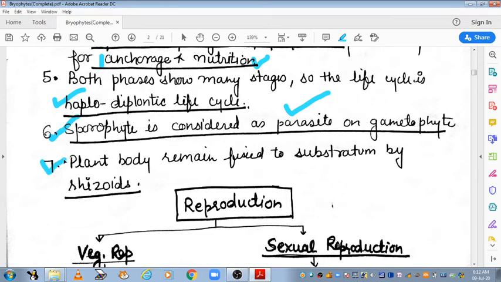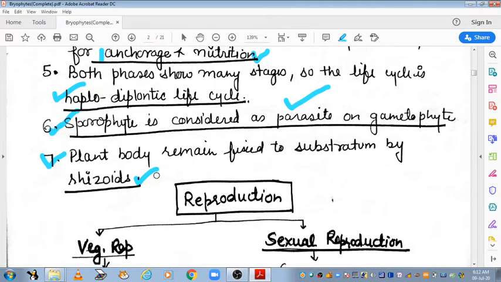Now the plant body of bryophyte remains fixed to the substratum by means of unicellular or multicellular rhizoids, that are root-like structures known as rhizoids. We know that bryophytes do not have true root, stem and leaves, but they have root, stem and leaf-like structures. उनमें true root, stem, leaves नहीं होते, but root, stem and leaf-like structures are present in bryophytes.